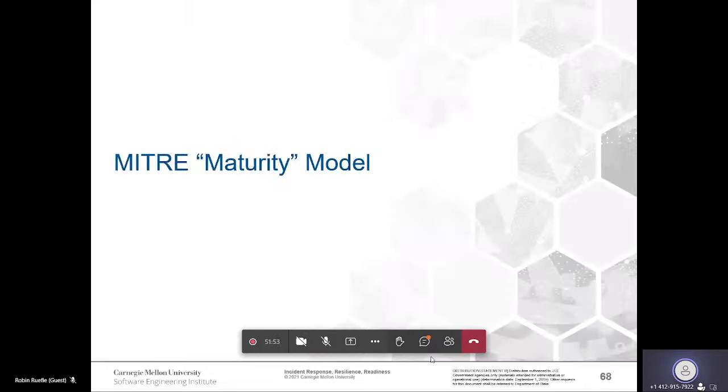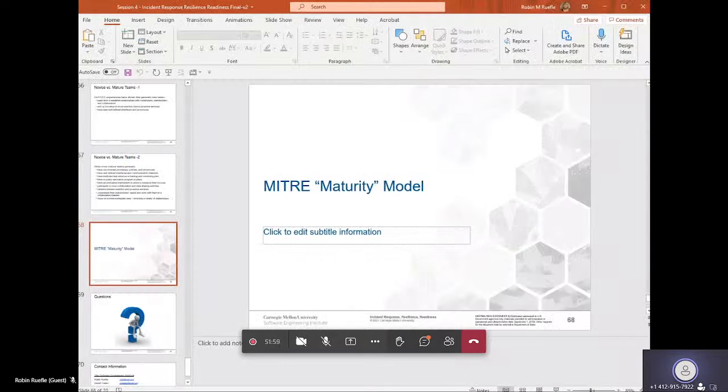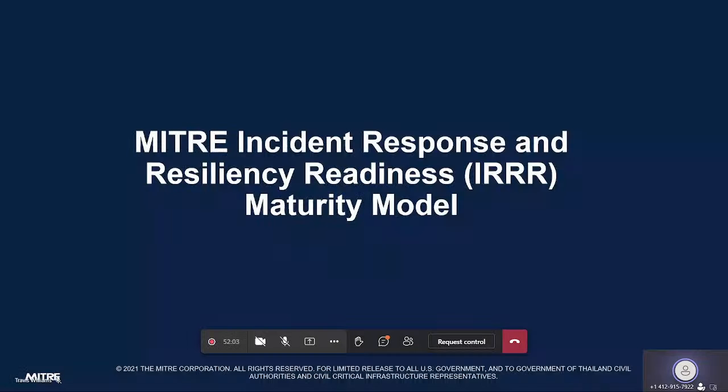And now I'll turn it over to Barbara to talk about the Mitre maturity model. Thank you, Robin. And thank you, Travis. As you may remember, in session 1, you were given a very brief introduction to the Mitre Incident Response and Resiliency Readiness maturity model. Next slide, please.